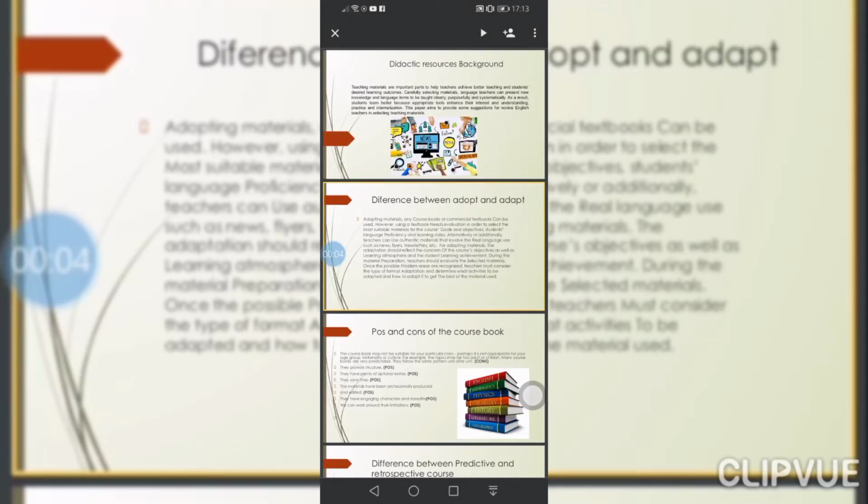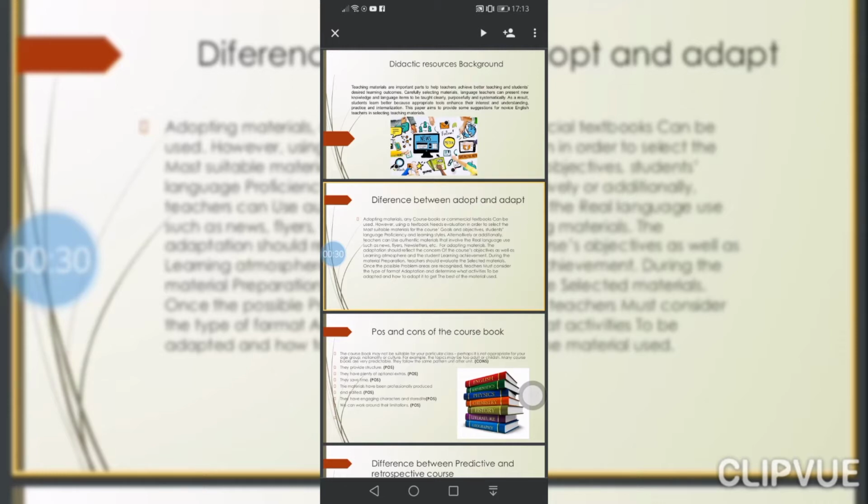My name is Carlos Batres and our topic for today is the adoption process. To start, I'm going to explain a little bit about didactic resources background. We probably know that didactic resources are any instrument that helps us to achieve a goal. In the context of education, didactic resources are helpful for teachers to achieve students' learning outcomes.